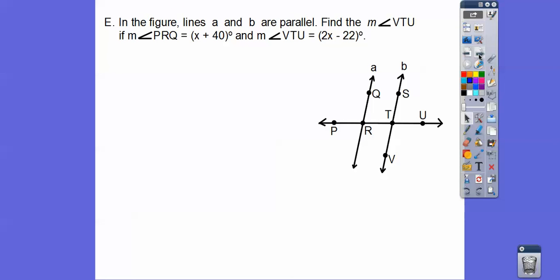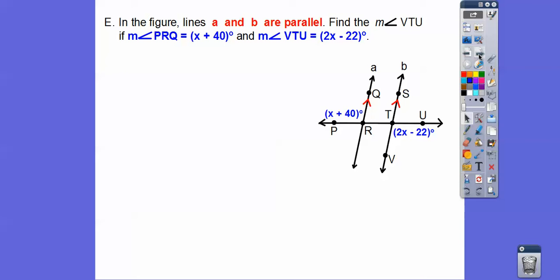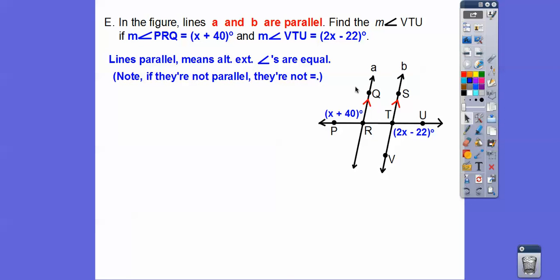Find the measure of angle VTU, if the measure of angle PRS is x plus 40, and the measure of angle VTU is 2x minus 22. All right, well, let's mark the parallel lines. They're parallel. Let's put those angle measures in there. Okay, now, since those lines are parallel, then these alternate exterior angles are congruent.